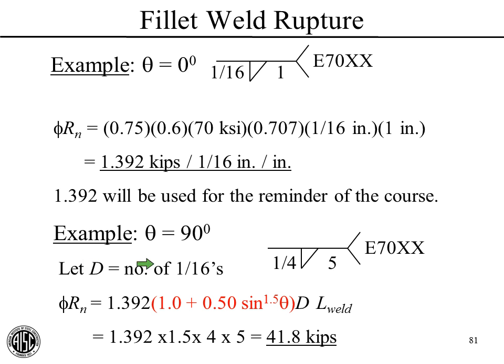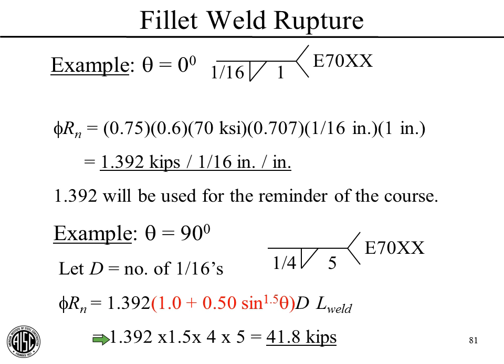Let's call the number of 16ths capital D. So we have phi R_n is 1.392 times D times the length of the weld. Now, because we have a theta that's not 0, we need to have this factor in here that takes into account the direction of the load compared to the weld. Okay, so going in here, this factor comes out to be 1.5 in our case because theta is 90.